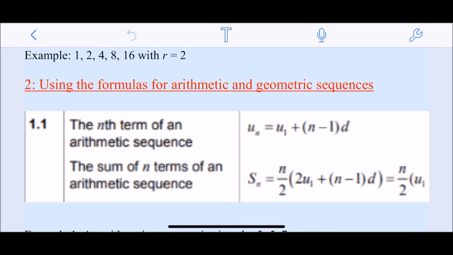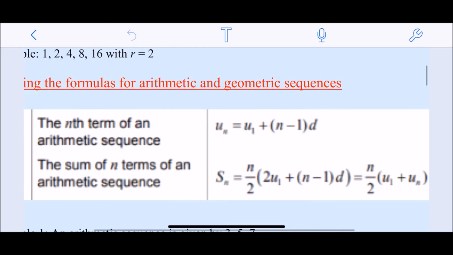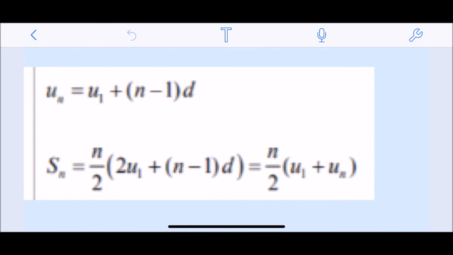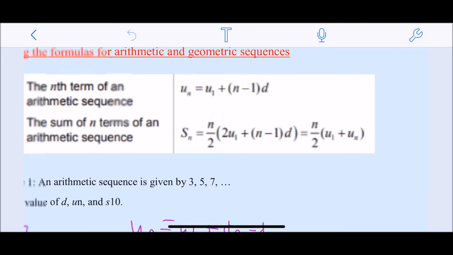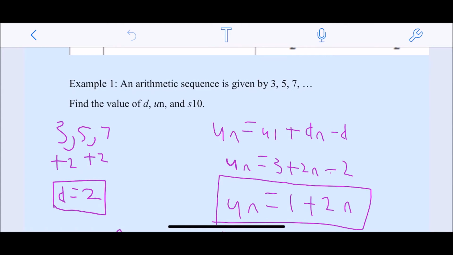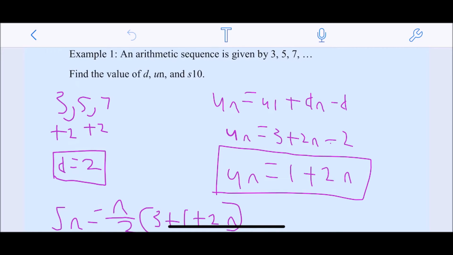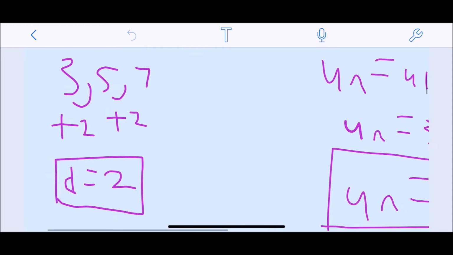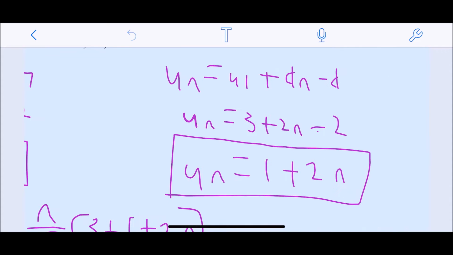Most of the IB questions for sequences and series come down to using the formulas given in the data booklet. So let's look at them. The first formula is for finding the nth term of an arithmetic sequence, and it's the first term plus (n minus 1) in parentheses multiplied by the common difference. The second is the sum of the n terms of an arithmetic sequence, and there are two ways to write it. I'll be using the second way: n over 2, parentheses, first term plus u sub n.